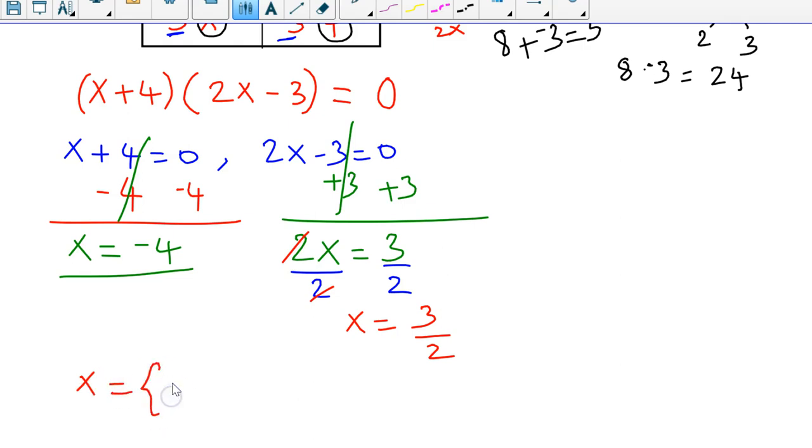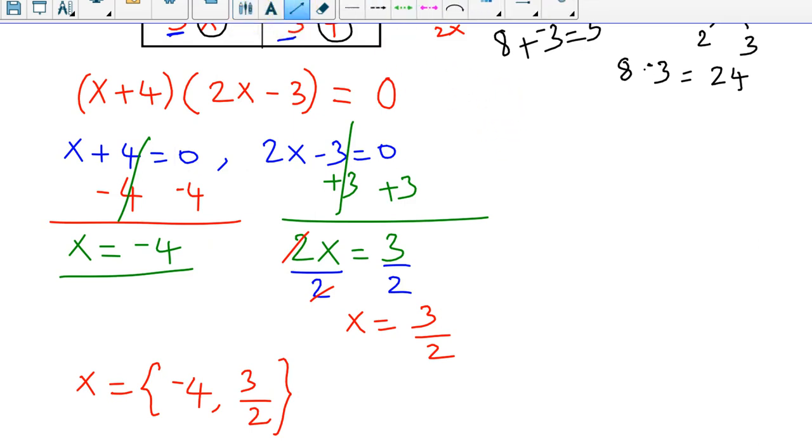Those two are the solutions or the values of x. That is, x is equal to -4 comma 3 over 2. Those two are the zeros or the roots or the solutions in this case, because we are solving that equation. So you can say that this is my answer. And I always suggest you to verify your answer. Whenever you solve such problems, please verify.